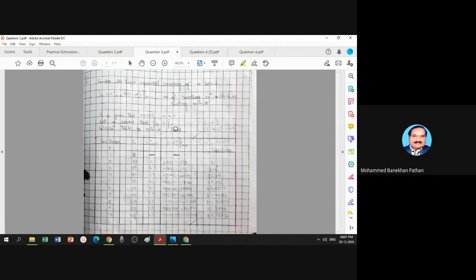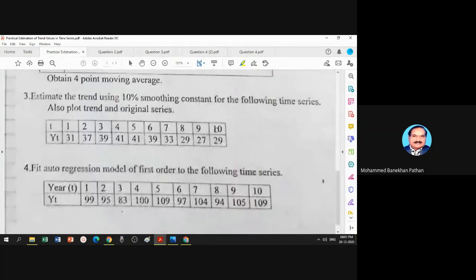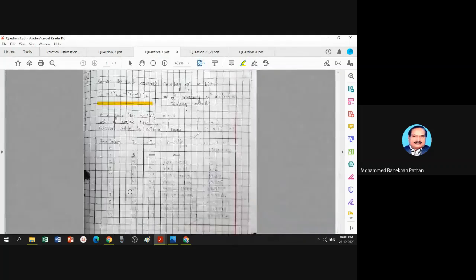Calculation table to estimate the trend. By using this equation, we prepare a calculation table. For the time factor t, we use 1 to 10. In the problem, you can see t is 1 to 10. It may be year also, doesn't matter. You can make a change of origin and scale. So I have 1 to 10. These are the values of the time series.